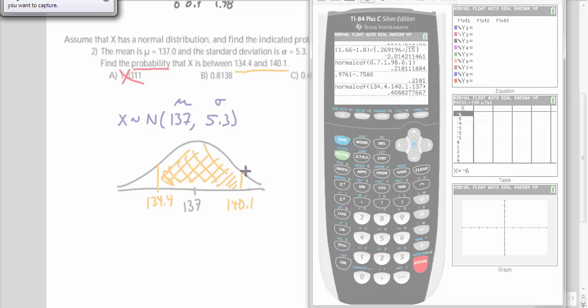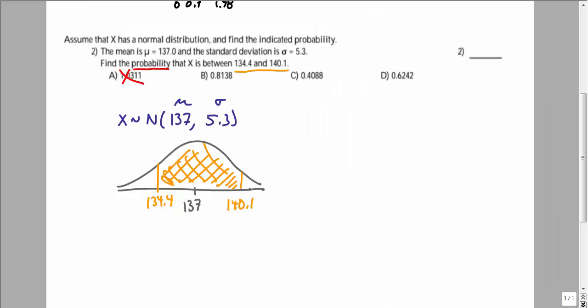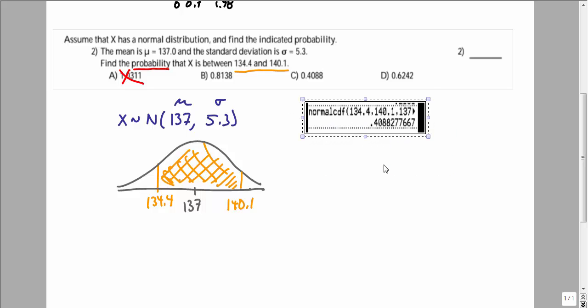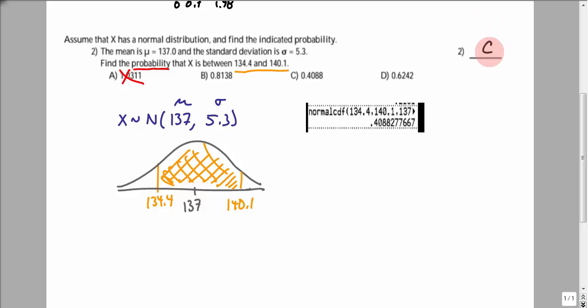So that's one way we could do this problem. We'll also look at it a couple different ways. So this looks like it matches letter C pretty easily. And again, this is rounded 0.4088. Now this is the X scale. We could also look at this and standardize this to the Z scale.